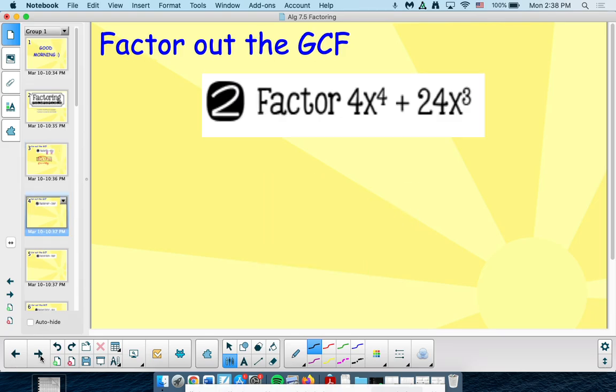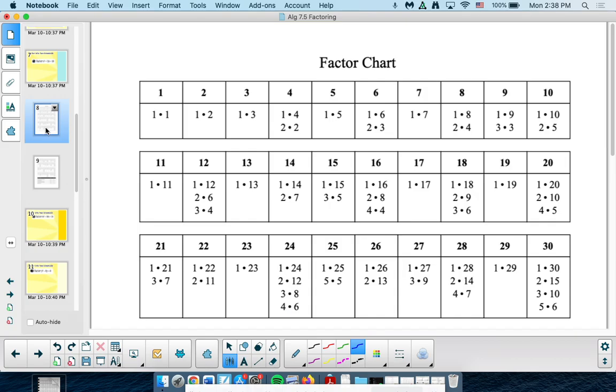Let's try another one. So again, you're looking for the biggest number and or exponents that you can pull out from each term. So if I look here, I have a 4 and a 24. What's the biggest number I can take out of both of those? And you guys, if you don't really know, go to that factor sheet I gave you. Let me try to find it here. And look, if I look at 4, those are my options. And if I look at 24, what's the biggest number that's in both of those columns? Well, my biggest number in my 4s is just a 4. So let's see if that's in 24. It is. So that would be my greatest common factor for both of those.